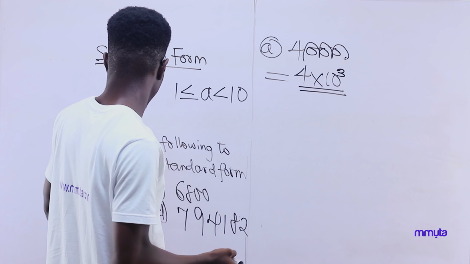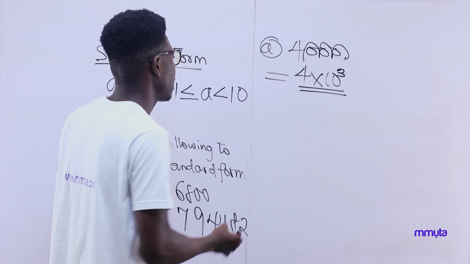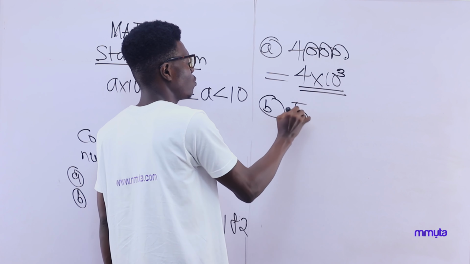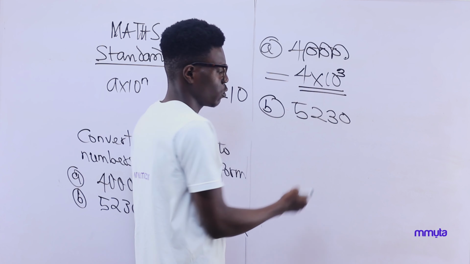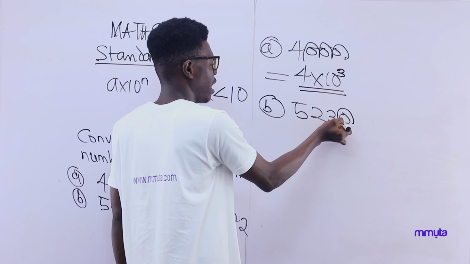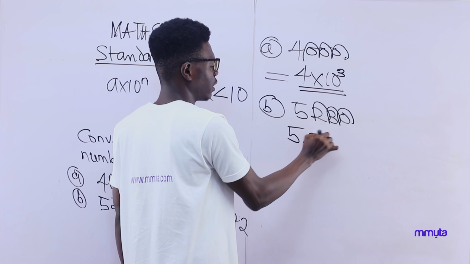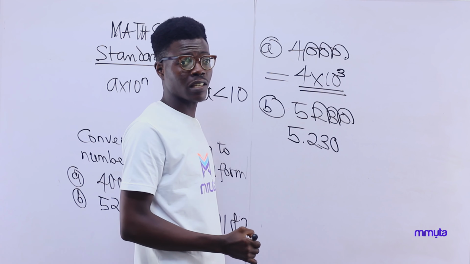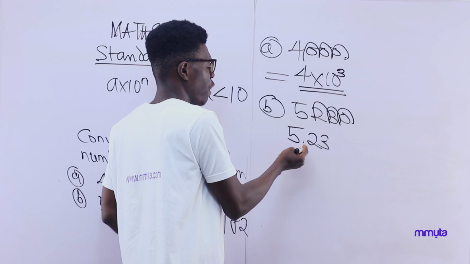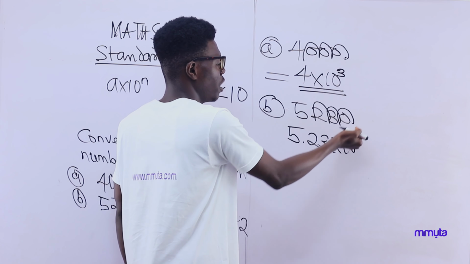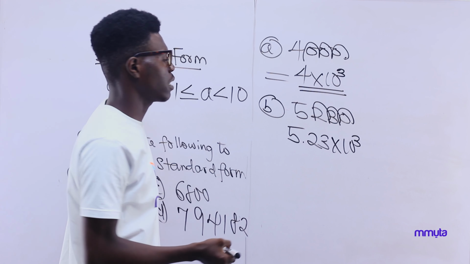The next question, 5,230. Let us express it as a number in standard form. Remember, there is a decimal point here, so we are moving towards this side. We have 1, 2, 3. Okay, so we now have 5.23. Writing 0 here is not necessary, but you can write it if you want. So we have 5.23 times 10 raised to power the number of times we moved, 3 times.